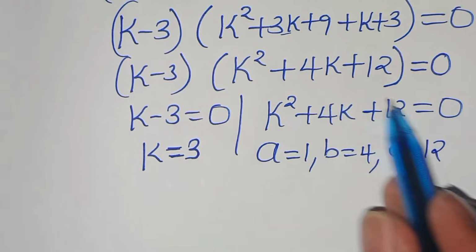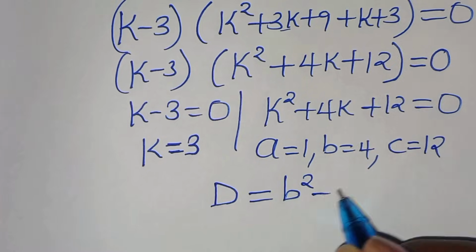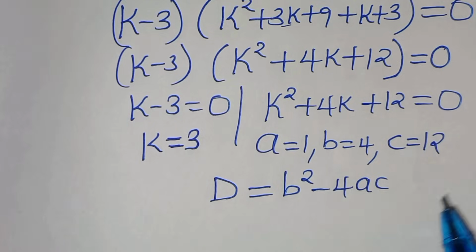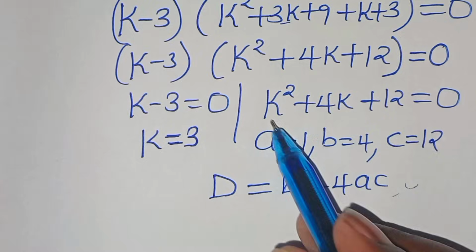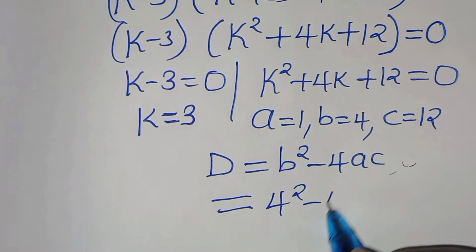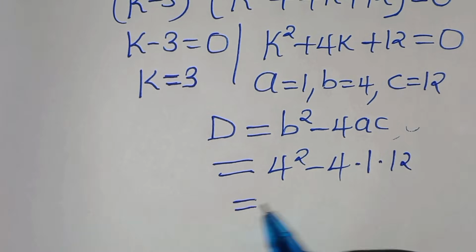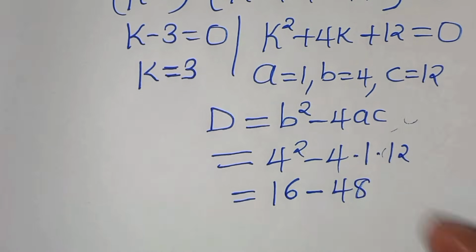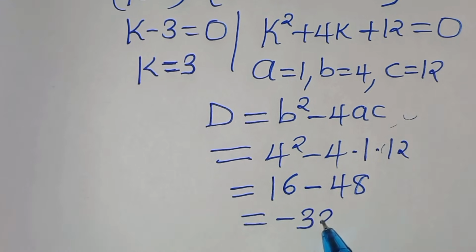Let's assess the nature of the roots of this quadratic equation by determining the discriminant value, which is B squared minus 4AC. If the discriminant value is less than 0, that means that the roots of this quadratic equation are complex roots. If it is greater than 0, the roots are real roots. So this is equal to 4 squared minus 4 times A, which is 1, times C, which is 12. So this is equal to 4 squared, which is 16, minus 4 times 12. This is 48. So we have 16 minus 48, and this is equal to negative 32.